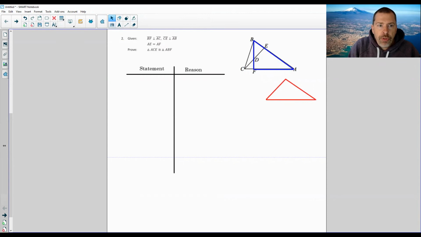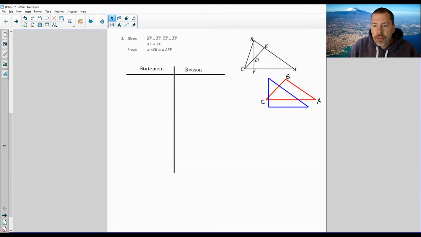And this might help you in figuring out what you're trying to do, seeing it if you pull the triangles out. So there's triangle ACE that I drew over top of the diagram and then moved it. Okay, so if you have patty paper, this is what you could do. And then this one, we're trying to prove that this is congruent, triangle ABF. So if I put that back, that's ABF.